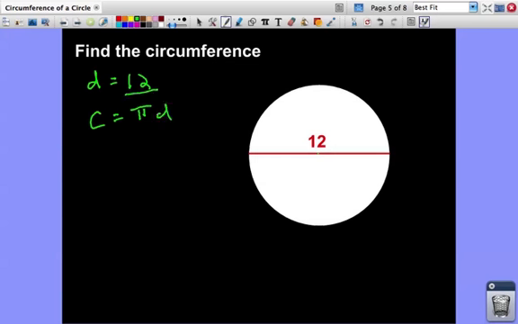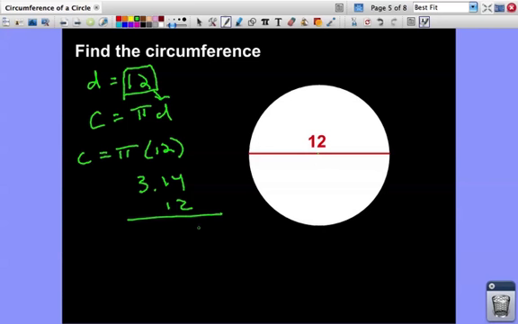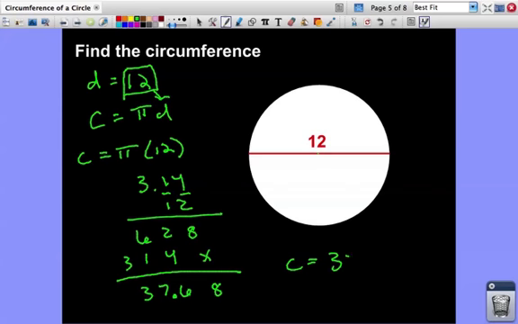So let's take this diameter right here and plug it into the formula. So circumference equals pi times 12. Okay, and that's just simple 3.14 times 12. And let's just do it real quick. 8, 2, 6, and then 314. 8, 6. All right. And I need to make sure I count my numbers after the decimal. So 1, 2 numbers after the decimal. So I need to move my decimal over twice. Here we go. And my circumference for this circle is equal to 37.68.